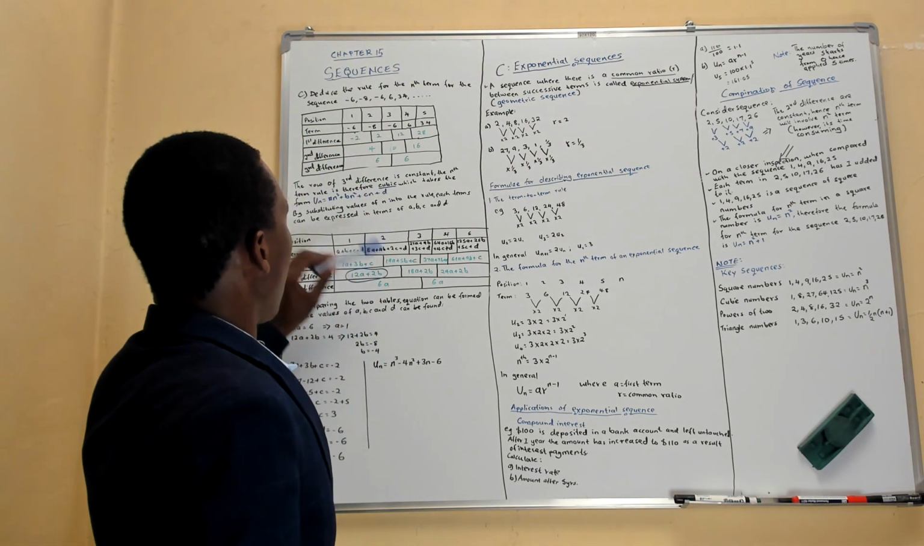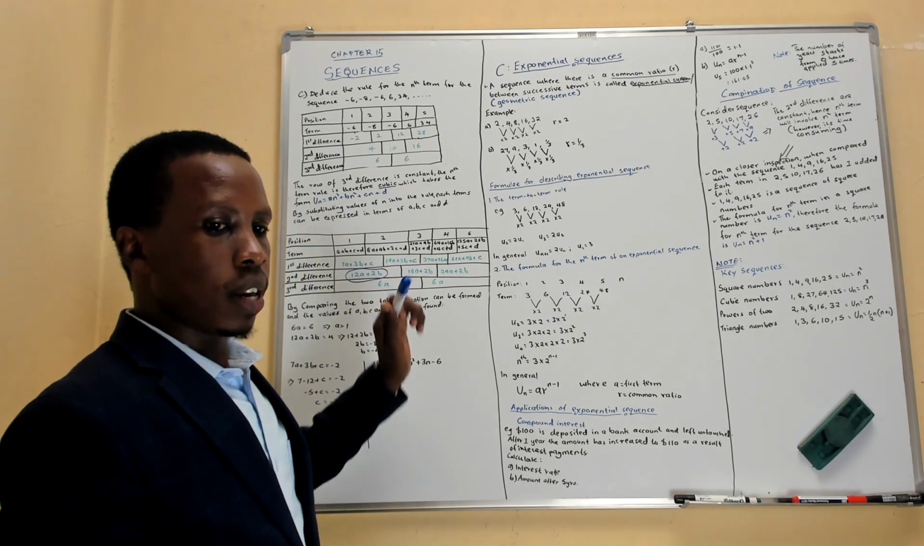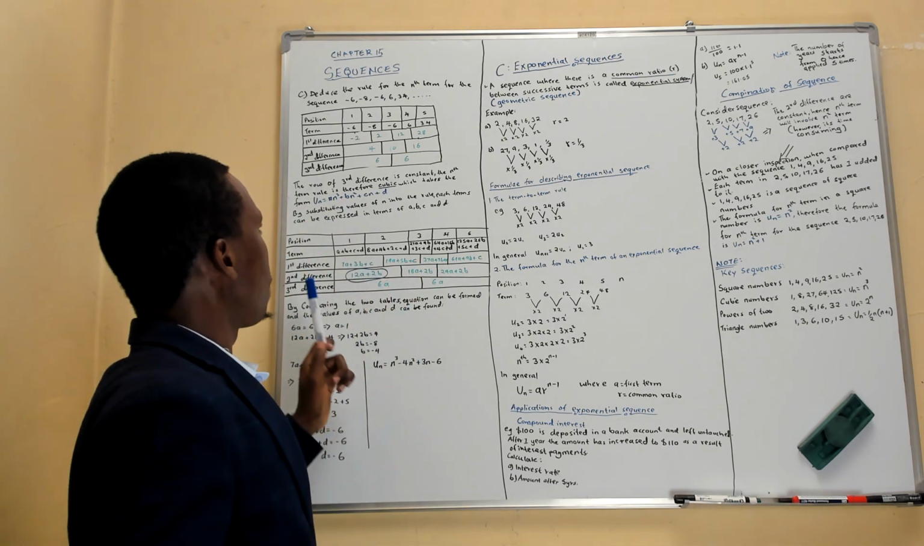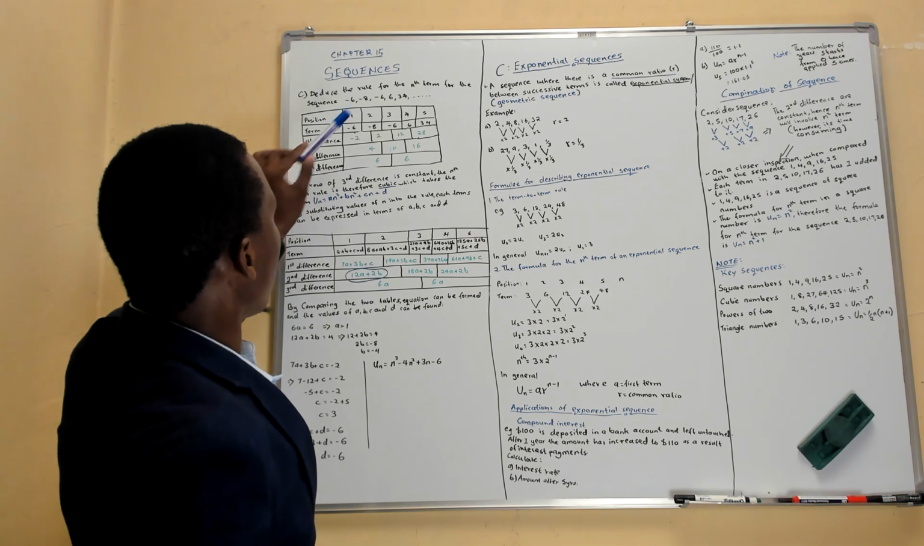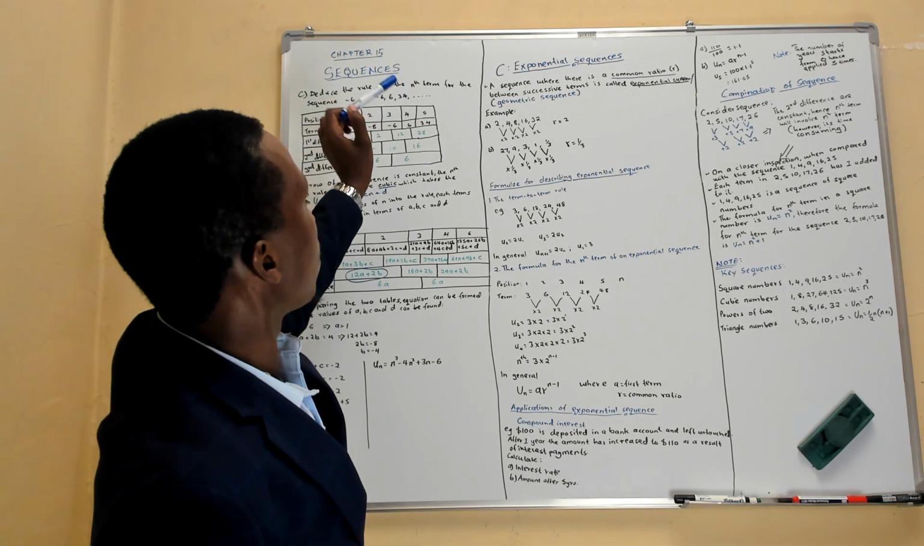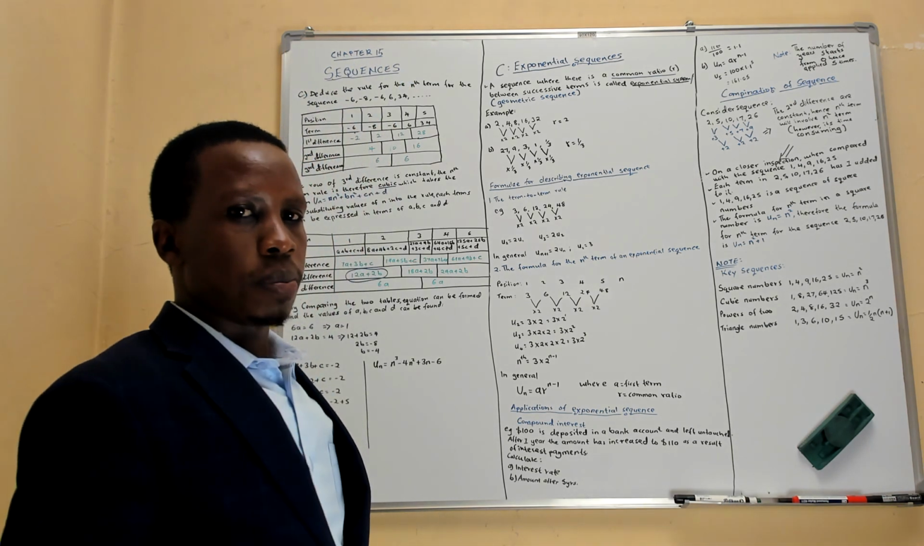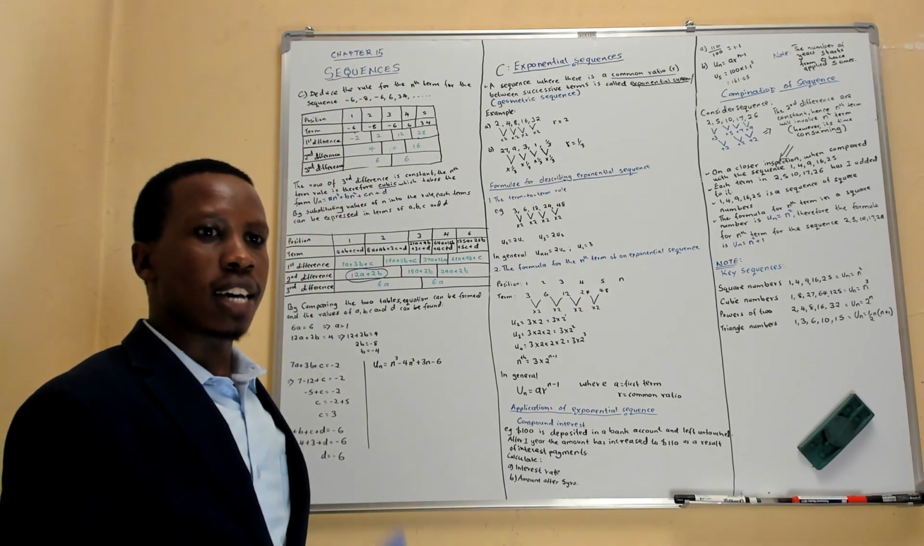So I should be able to get this formula if I substitute any value. Let's say you are asked to get the 12th term here using the formula. You're supposed to get even the 1000th term.